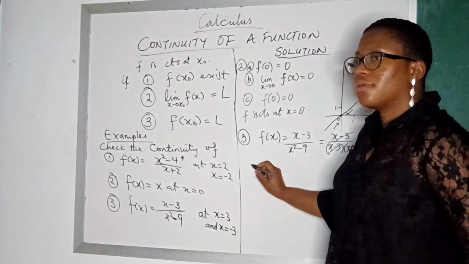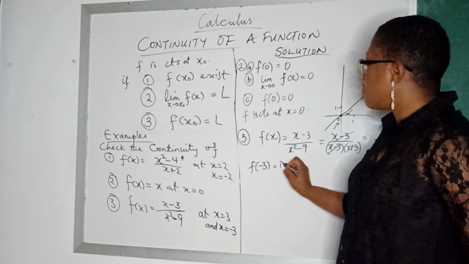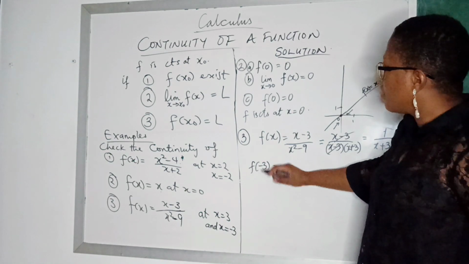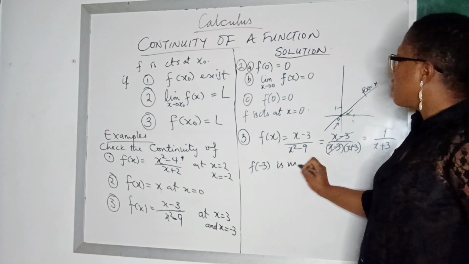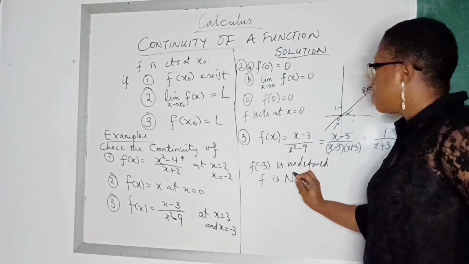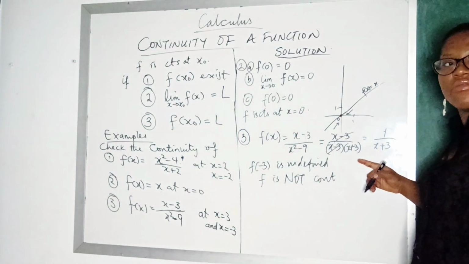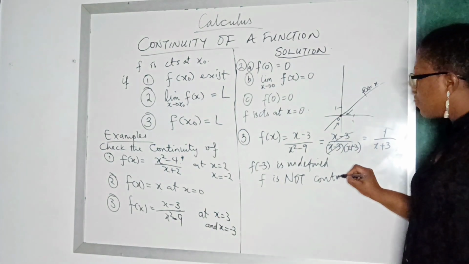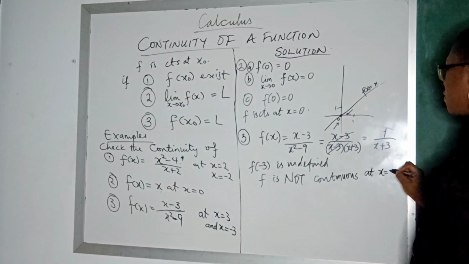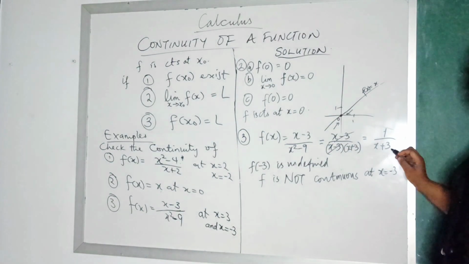So it is easy to see that f of minus 3 does not exist. It's undefined. But it's defined at 3. So if it is undefined at minus 3, I can conclude that f is not continuous there, because even after simplifying, it still remains undefined. It's not continuous at x equals minus 3. And observe, I didn't have 0 over 0. It's 1 over 0.